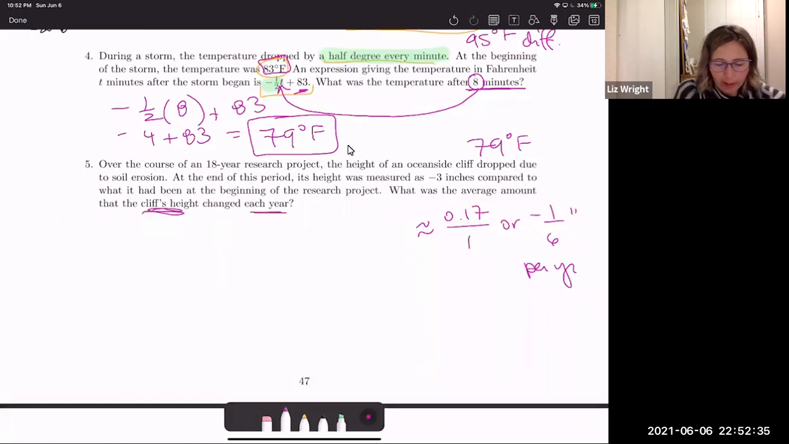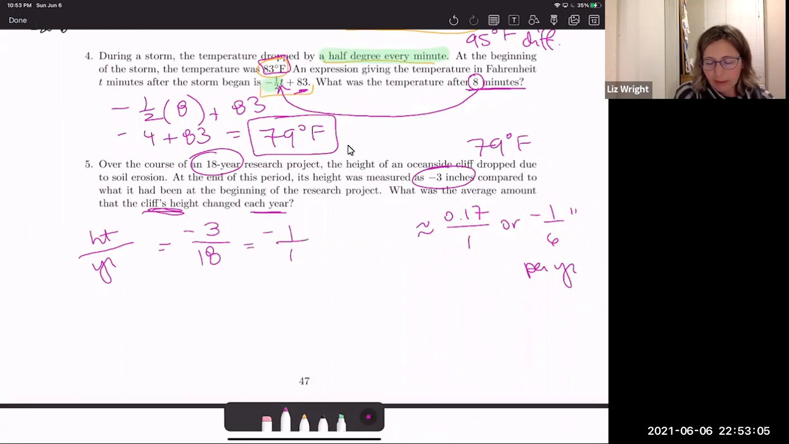So we're doing height each year. So what happened with the height of the cliff over the amount of time? It dropped 3 inches over how many years? It was 18 years. So it's going to be like this, and then we're going to reduce. Well, we're losing an inch every 6 years. Or you can think of it in terms of it's -1/6. We're losing 1/6 of an inch per year.